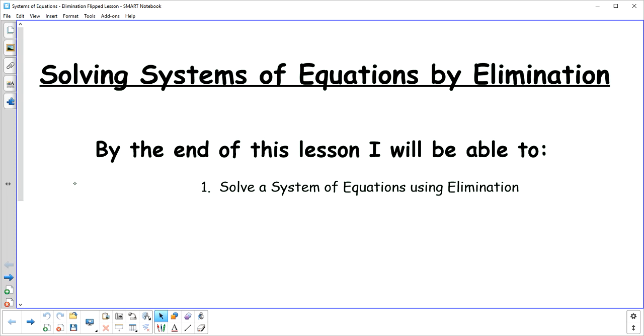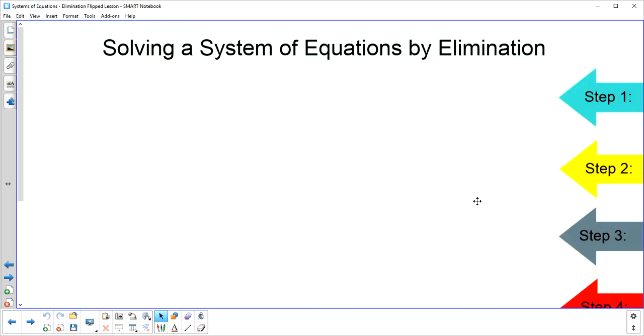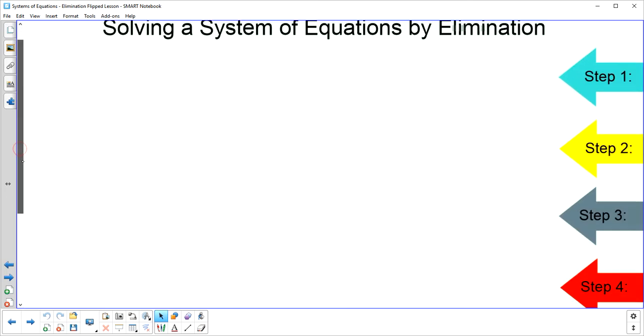Alright people, so solving systems of linear equations by elimination. We've talked about graphing and substitution, and now we're going to do our last one today, which is elimination. Essentially what we're going to do is try to make one of our variables disappear by adding or subtracting our two equations, and then solve for the one remaining variable.